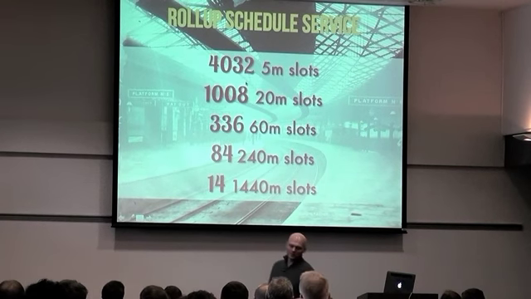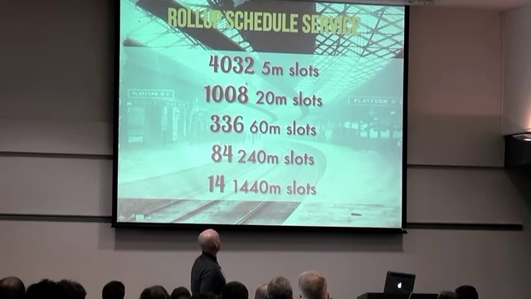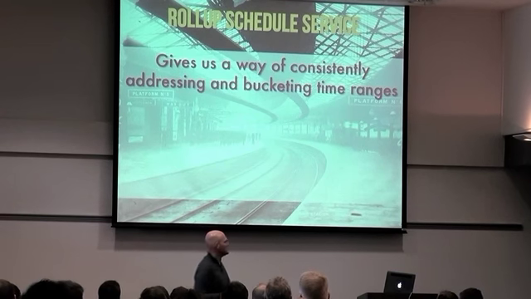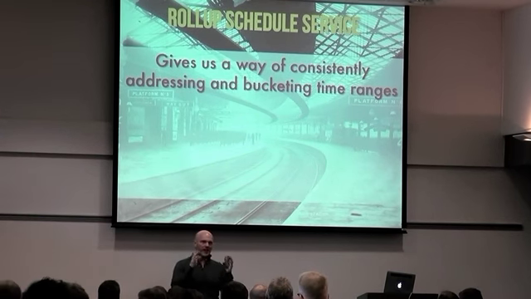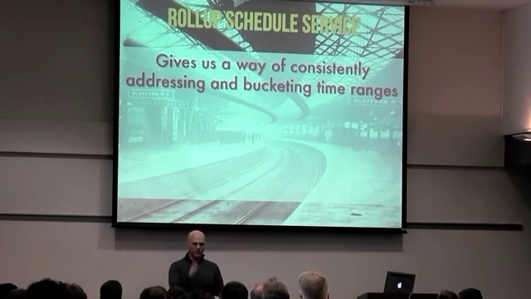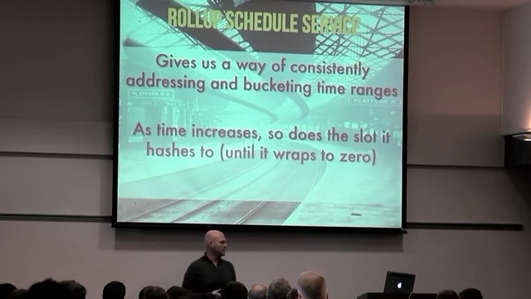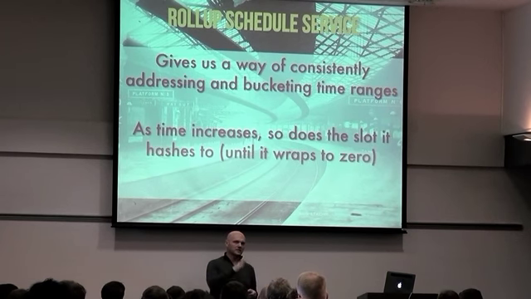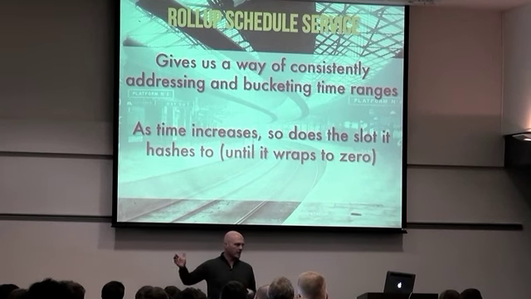All right, and it just goes on that way. What this does is give us a way of consistently addressing these time ranges, because we know it's going to hash to a value between 0 and 4031, and so that's useful to us. As time increases, so does the bucket number, the slot, and eventually it wraps back to 0 at 2 weeks.